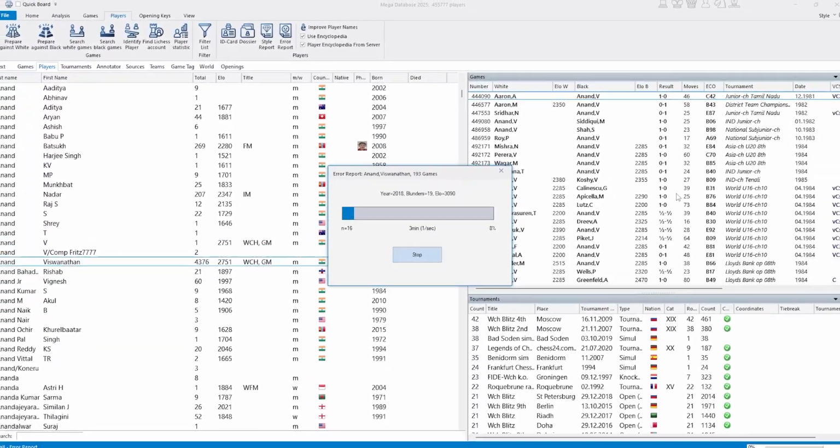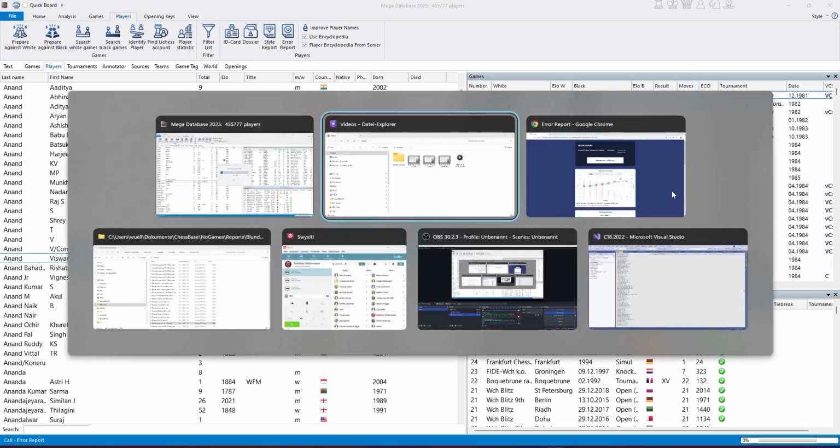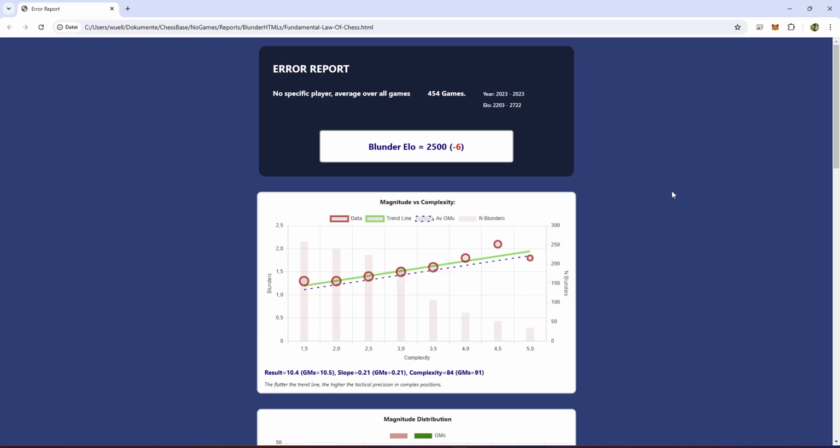look at something different for an introduction, something really interesting. Let me toggle to my browser here, where I have an error report generated previously from 450 average grandmaster games rated around 2500. And please have a look at this graph here, this linear graph. This is something fundamental. It displays something fundamental about chess.